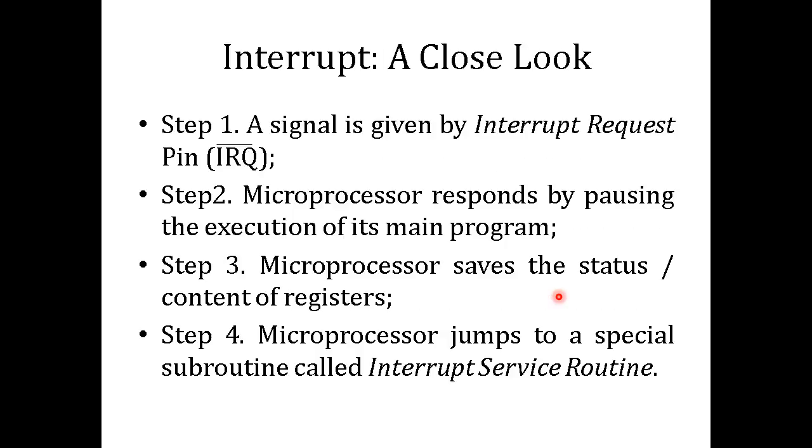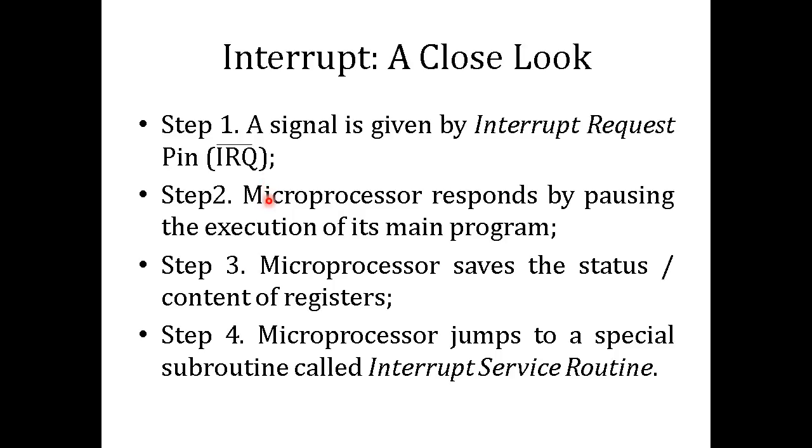Now, in our case, if we want to look at this a little bit more closely, this is exactly what happens. At the first step, we give a signal to the microprocessor by a hardware pin called the interrupt request pin, in short IRQ. Step 2, that means this is a hardware signal. Now remember, this can be a software signal as well, but in this lab we're actually talking about the hardware one.